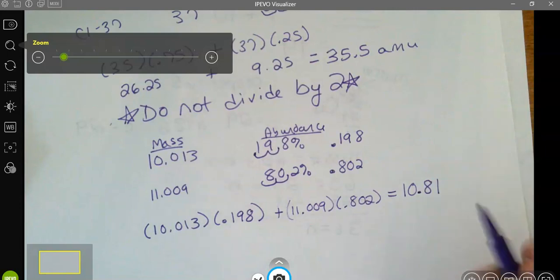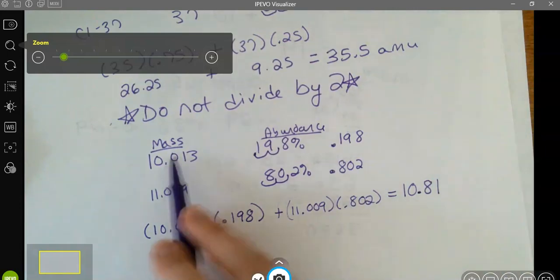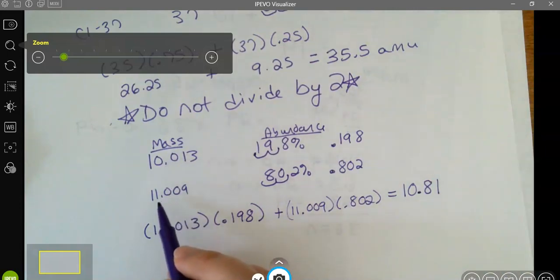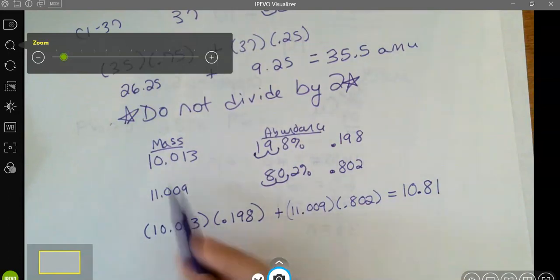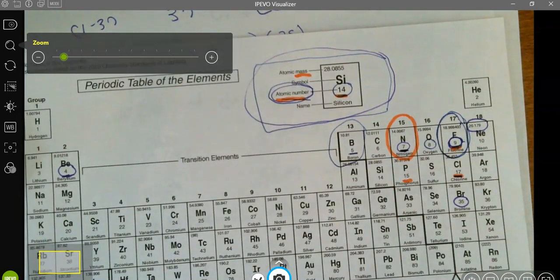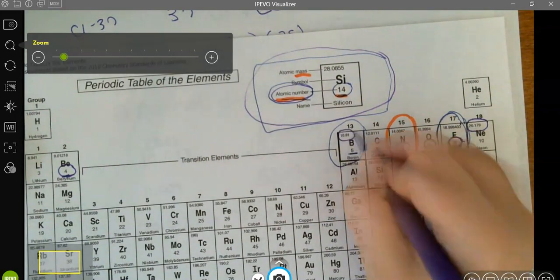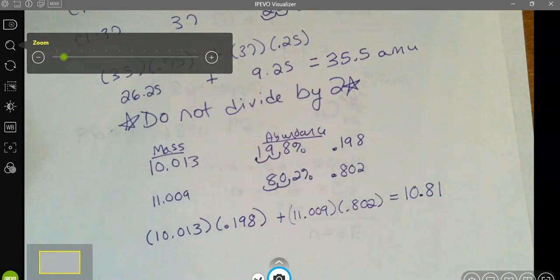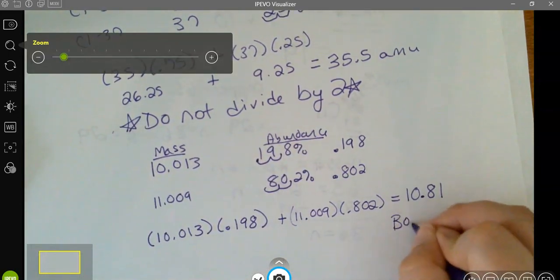Now, let's make sure that this makes sense. Is it between those two numbers? Yes. Is it closer to the more abundant isotope? Yes, it's closer to 11 than it is to 10. Okay? Now, if we look at our periodic table, we're looking for something that has a mass of about 10.81, and look, we found it. It's boron. Okay? So this is boron.